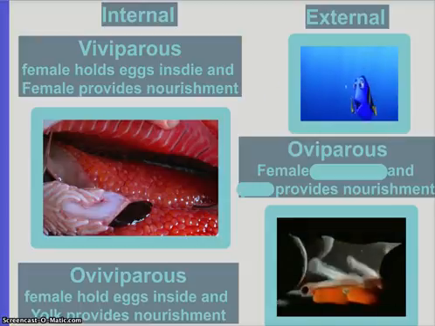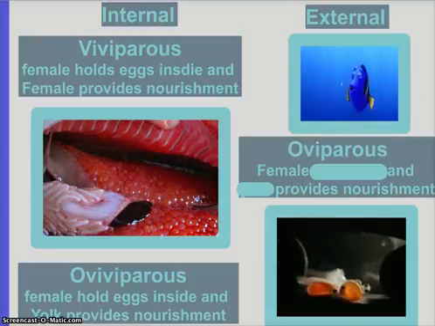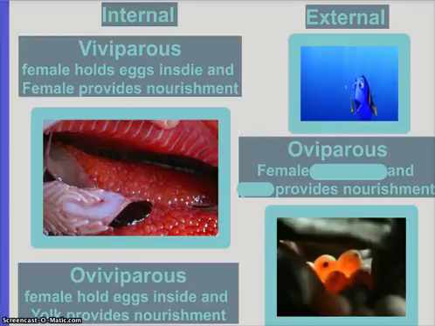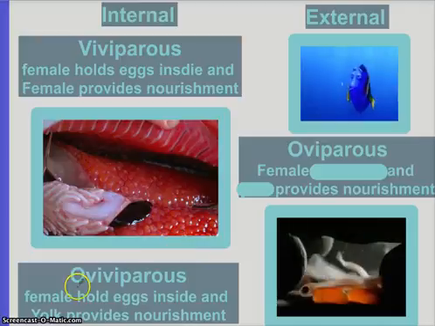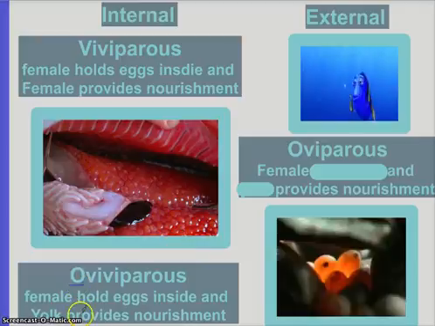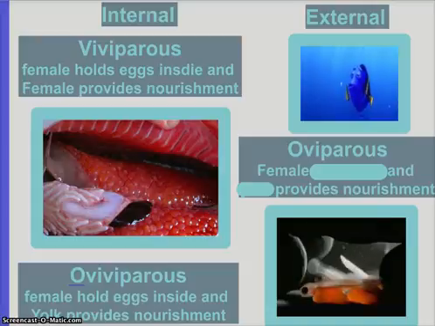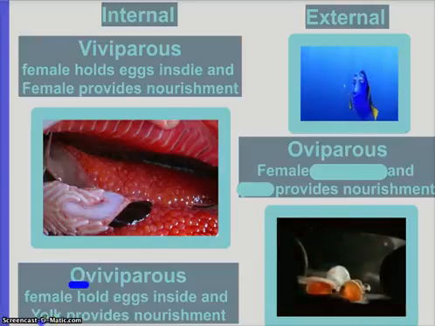Now, a way to remember this, so if this one's external, it has the shortest words, okay? That's something that I could help you with. O for yolk. So underline the O. Let me make this bigger and a little bit more so you can see it. Underline the O for oviparous and yolk.